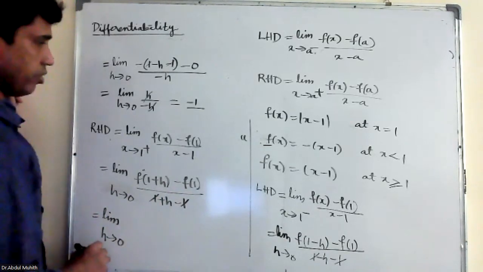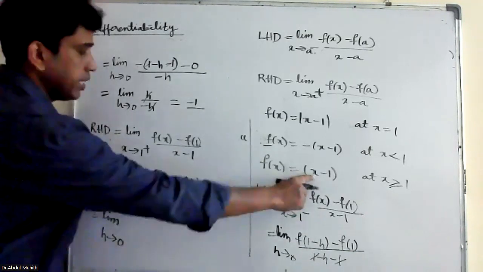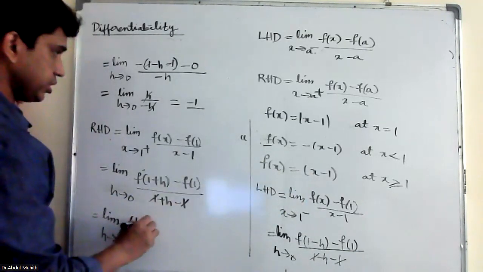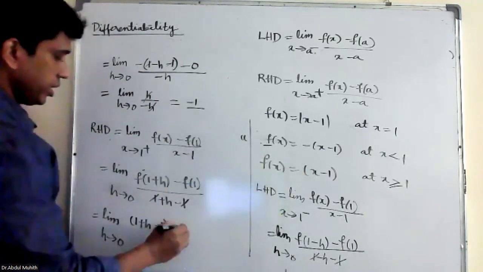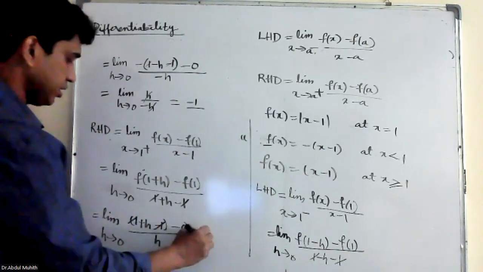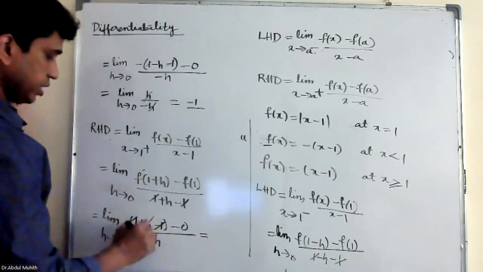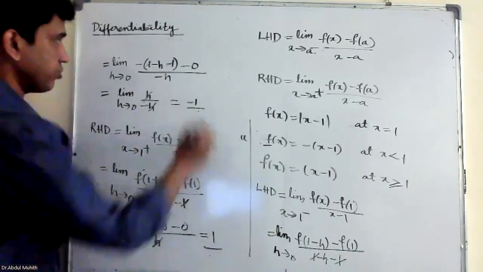F of 1 plus h. Wherever there is x, you will write 1 plus h minus 1. Minus, when you substitute 1 here, it will become 0, divided by h. This and this will go away. H and h also will get cancelled. So the answer is only 1. So this is minus 1 and this is plus 1.